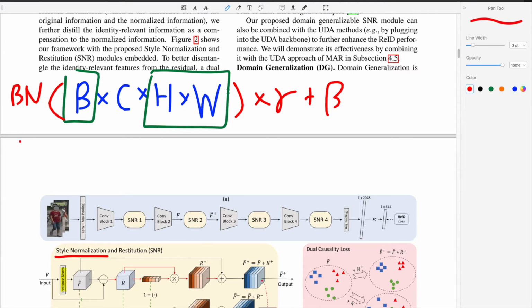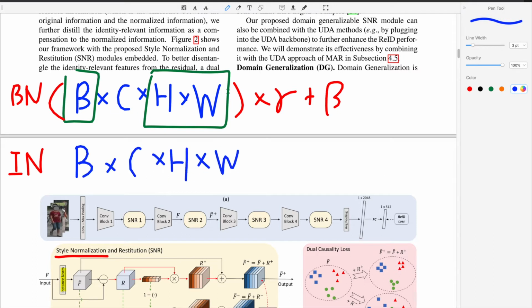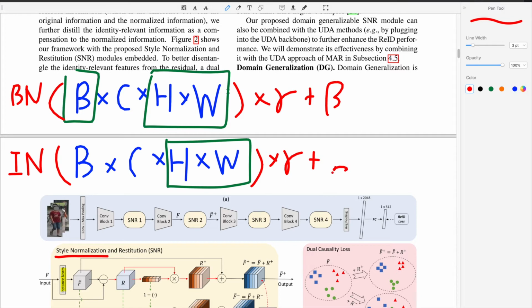A different type of normalization is instance normalization, which is basically the same formulation as batch norm, but instead of normalizing across these axes, it normalizes across only the height and width dimensions, and of course multiplies by gamma and adds beta to do the linear transformation. Since instance norm doesn't incorporate any batch information, it tends to perform worse than batch norm. But that is not what we want in the SNR module.